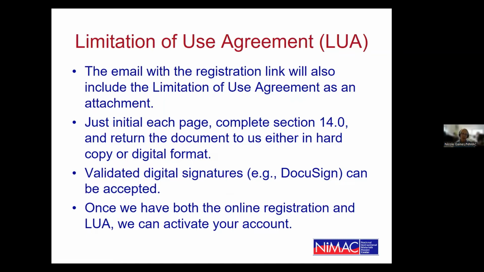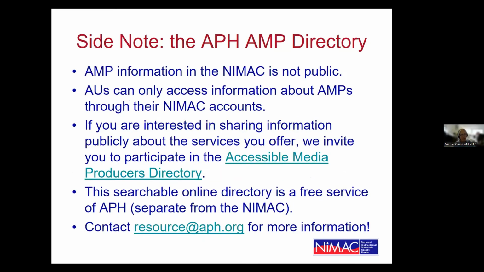The limitation of use agreement is one document that we use for both authorized users and for accessible media producers, but as an accessible media producer, 14.0 is the only section that you need to worry about filling out and signing. If you have a way to provide a digital signature, such as DocuSign, we can accept those, and it's fine to send us either an email digital version or you can mail in the hard copy. Either one is fine. But once we have the online registration and the limitation of use agreement, we can activate your account.